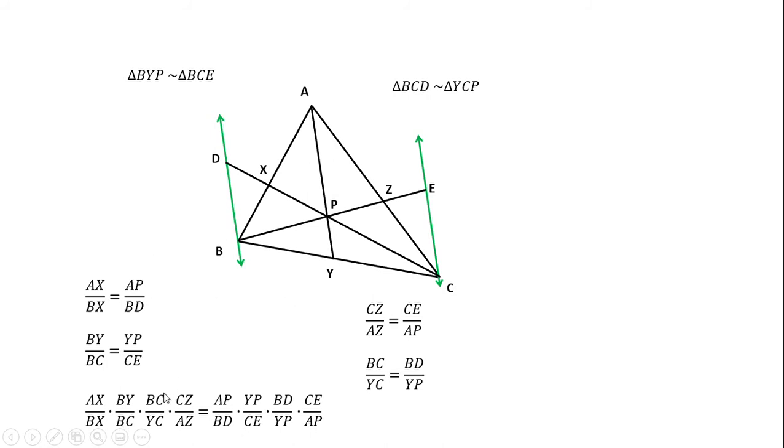Now you can see we're going to have some crossing out to do here, and as it turns out, on the left side we're just canceling out BC, once in the numerator, once in the denominator. On the right-hand side, everything is canceled out: AP with AP, YP with YP, BD with BD, CE with CE. So on the right-hand side, we're just left with 1.